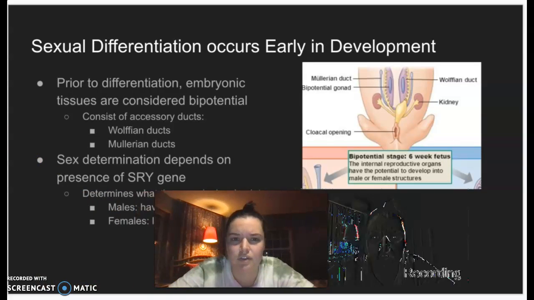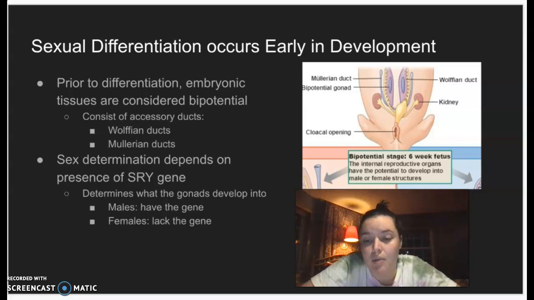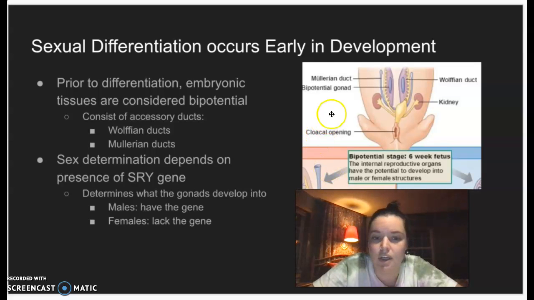So sexual differentiation occurs early in development. Prior to differentiation, embryonic tissues are considered bipotential. They're considered bipotential because it's too early in development to determine which sex they are. A bipotential embryo will consist of a Wolffian duct and a Müllerian duct, as we see right here and right here. So both sexes have both ducts at this time.